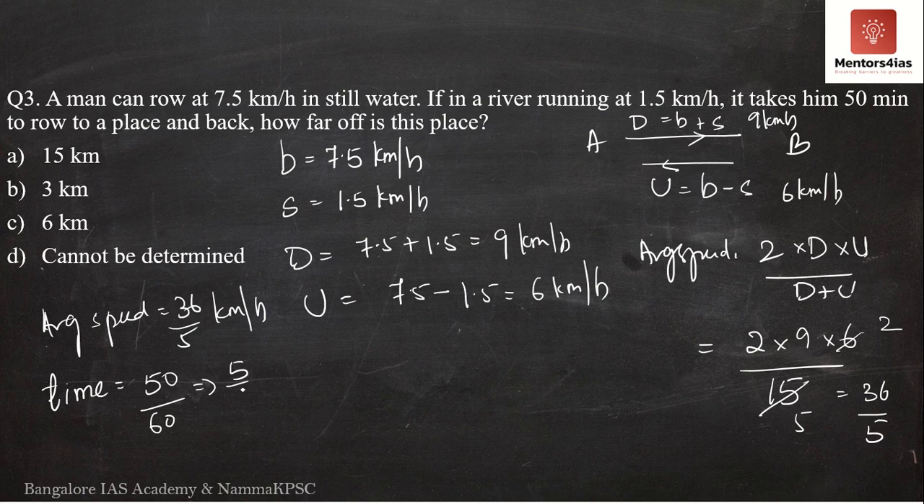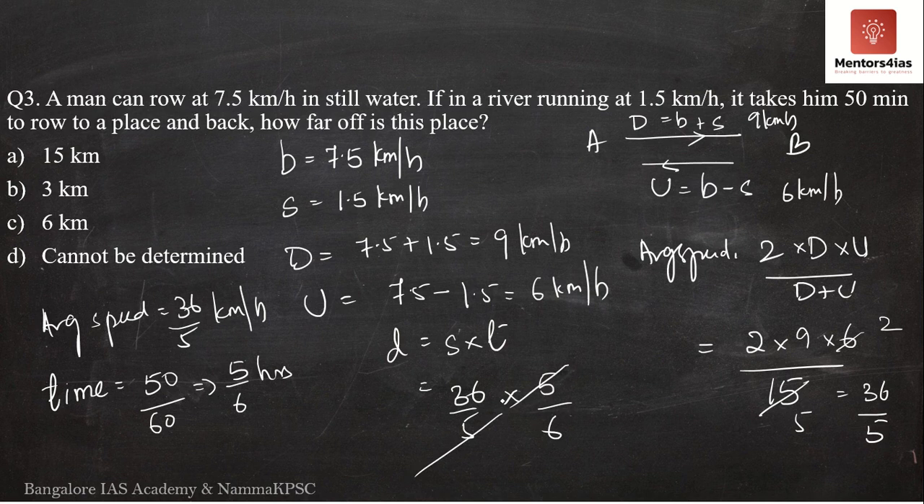This is nothing but 5 by 6 hours. What is the question asking for? The question is asking for the distance between A to B. What do we know? D is equal to speed into time. Therefore, what is speed? 36 by 5, into time. What is time? 5 by 6. 5 and 5 gets cancelled. Here I told you it always gets cancelled out. 6 6 are 36. It is equal to 6 kilometers.